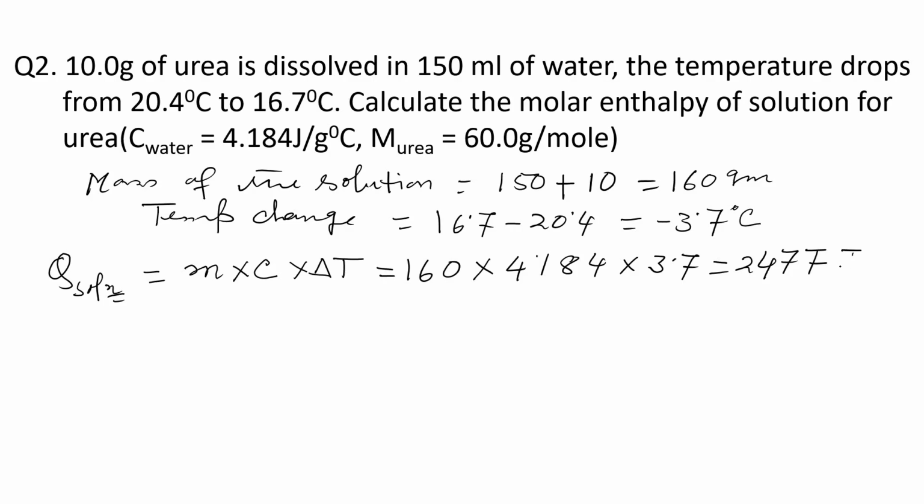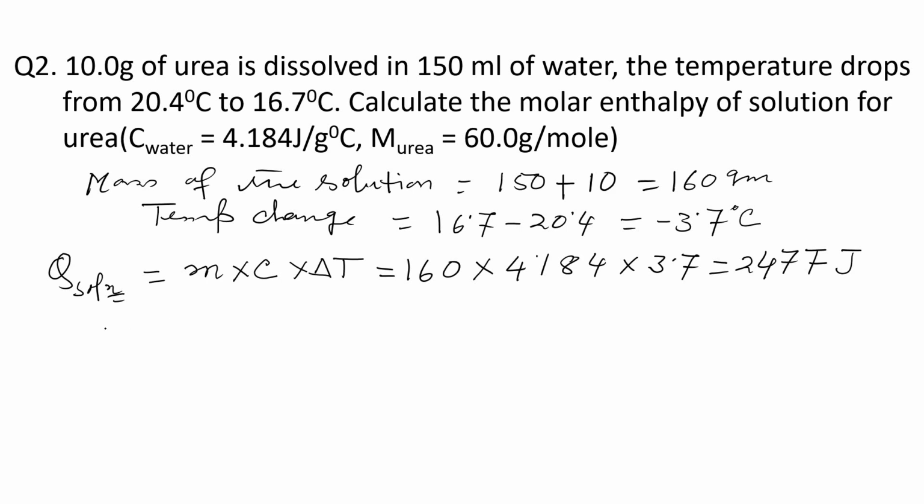2477 joules. Okay. Here you see temperature is dropped. That means it is endothermic. Okay. Endothermic. Heat is absorbed. Right. And that's why here I have taken only the temperature change. How much is the temperature change? Right. Yeah.